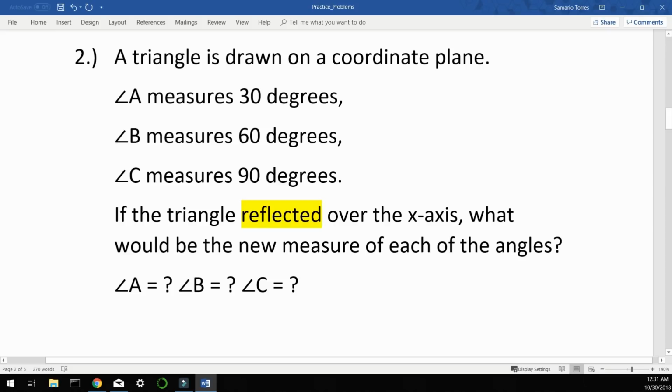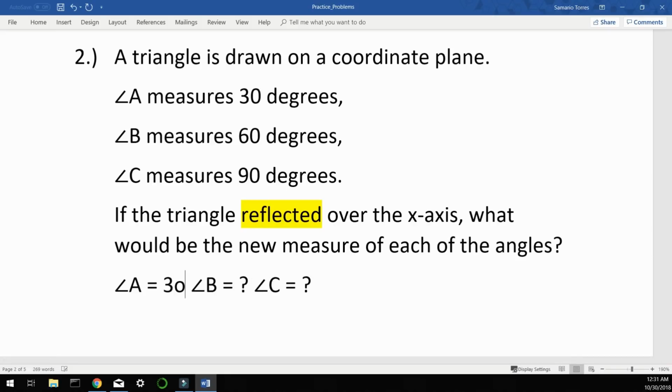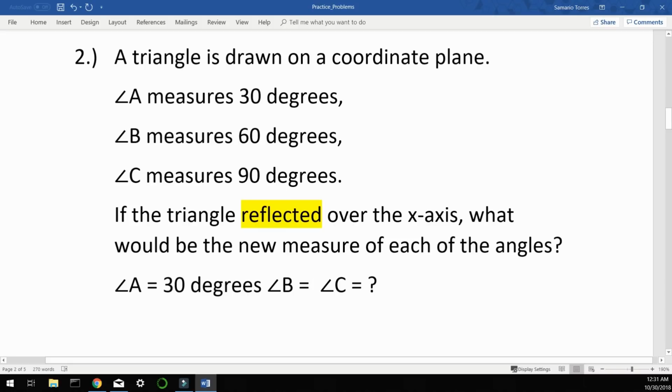So angle A is still 30 degrees. Angle B is still what? What did they tell you angle B was? 60 degrees. They told you the triangle got reflected. That doesn't matter. Angle B is not going to change, so you still get 60 degrees.